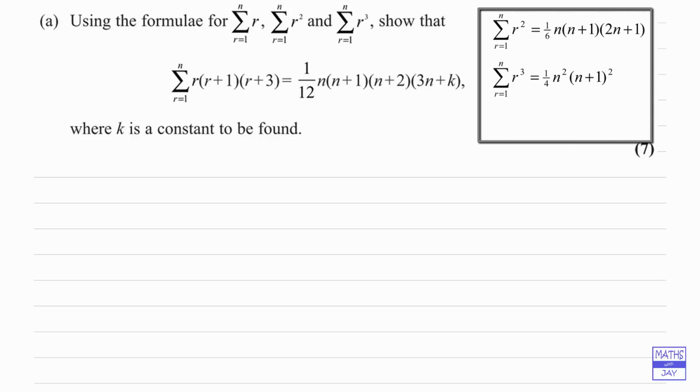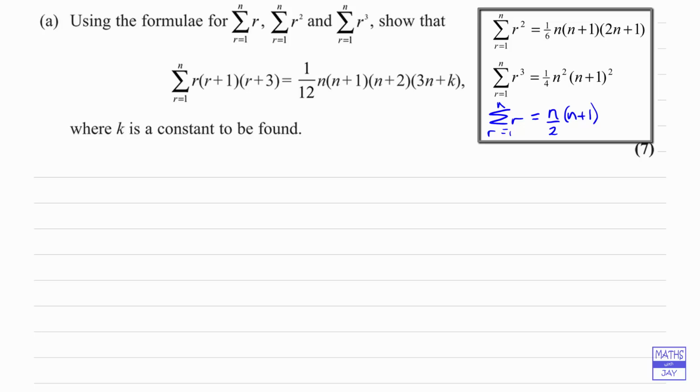So we're given these two in the formula book, and we can see that we also need the sum of r from r equals 1 to n. And hopefully you know what that one is. So n over 2 times n plus 1. So that's really the formula that we use. We think of it as the triangle number formula.